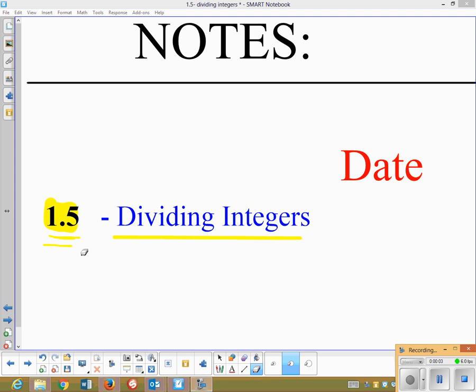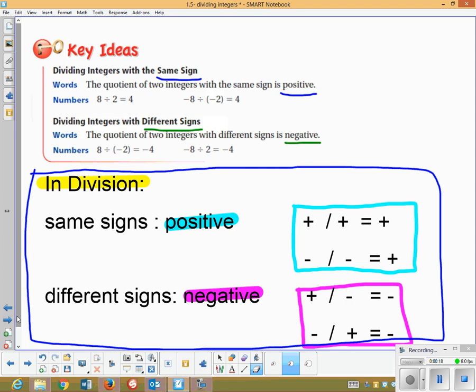This is Mrs. Juan Gravasso, and today we're going to be covering lesson 1.5, dividing integers. Don't forget the setup for our notes. You need to have the lesson number and the title of our lesson, which is dividing integers. Also, don't forget to put the date of our notes. Okay, as a reminder as well, don't forget to jot down everything that you see in this video, including this slide.